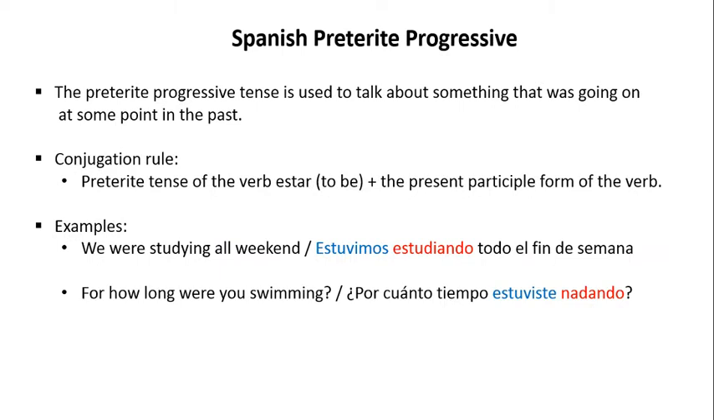Here I'll speak to the Spanish preterite progressive. The preterite progressive tense is used to talk about something that was going on at some point in the past. The conjugation rule is use the preterite tense of the verb estar plus the present participle form of the verb. Examples. We were studying all weekend. Estuvimos estudiando todo el fin de semana. For how long were you swimming? ¿Por cuánto tiempo estuviste nadando?